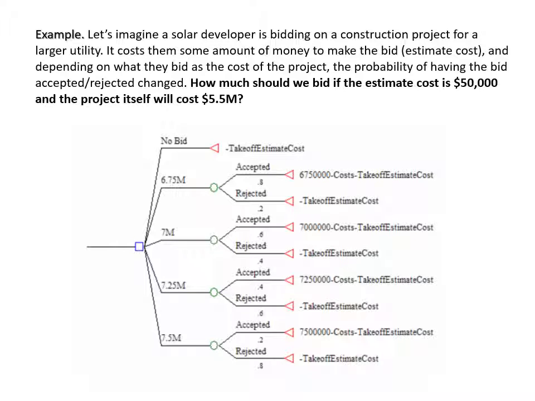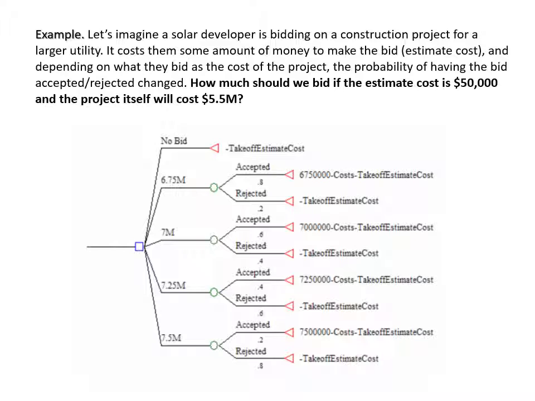So we can bid nothing, and all we would lose is the cost of putting together the estimate, right? The bid. We're assuming that even if we don't bid, we're still going to pay the $50,000 to investigate whether or not we should bid. And then we're considering 4 different bid values. So $6.7 million, $7 million, $7.25 million, and $7.5 million.